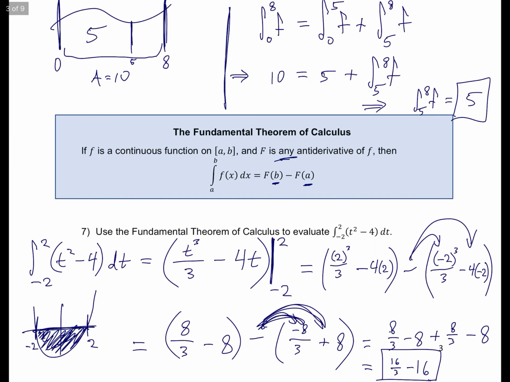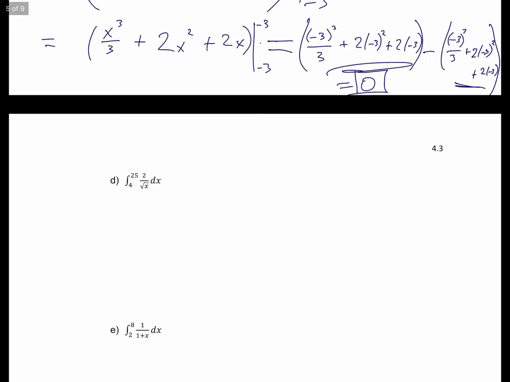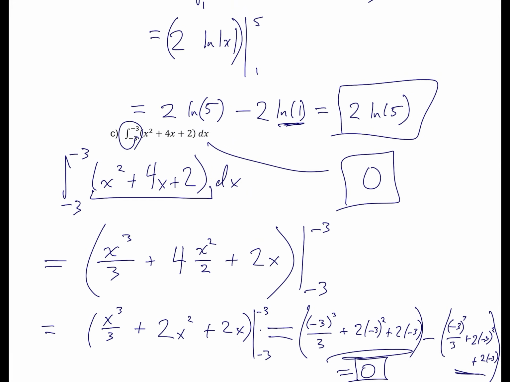And that was a rule that we talked about just a second ago. Up here, that's rule number 1, actually. If you integrate from a to a, you end up getting 0 area. So in this case, because the integral bounds matched, we're not going to get any area.